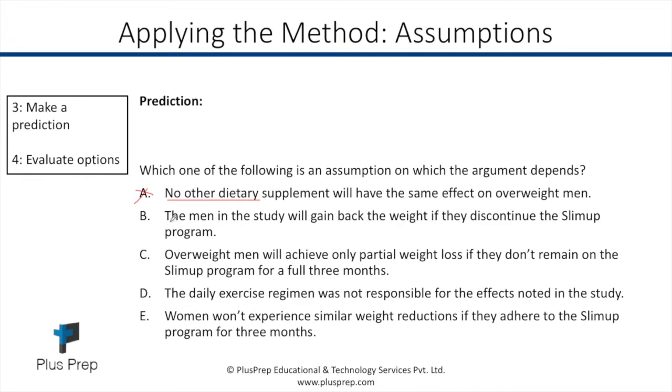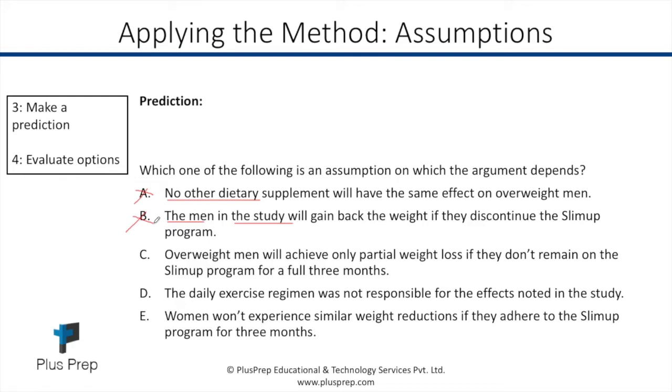B, the men in the study will gain back the weight if they discontinue the Slim Up program. Remember, the conclusion is about people in general. It's not about the men in the study. Because of that, B is also out of scope. There's no point talking about the men in the study because that is data and our conclusion is not bothered about it.